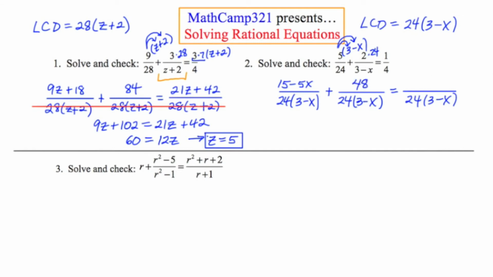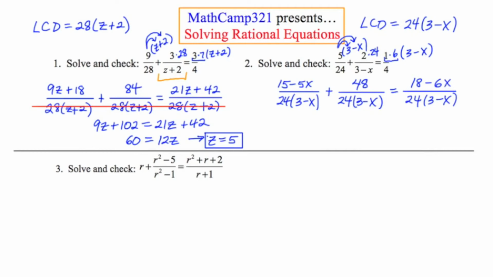Now when we move to the last fraction, our denominator is 4, so I'm going to have to introduce a couple of things, a 6 and a 3 minus x. Now 1 times 6 is 6, so it's like a 6 on the outside of the binomial 3 minus x. When I distribute, I end up getting 18 minus 6x.